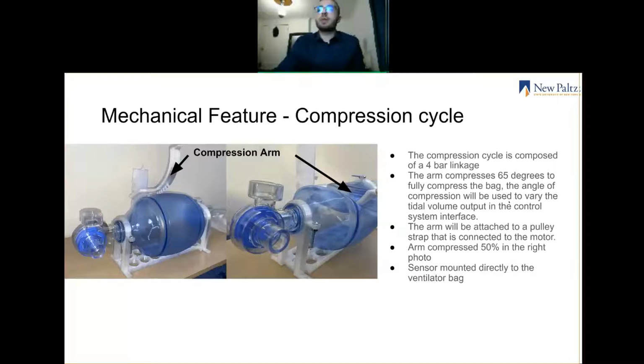The sensor is also mounted directly to the AmbuBag. This is a direct fit sensor, therefore it's easy to use and is very interchangeable.